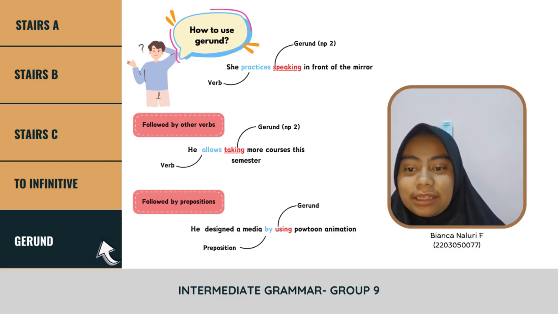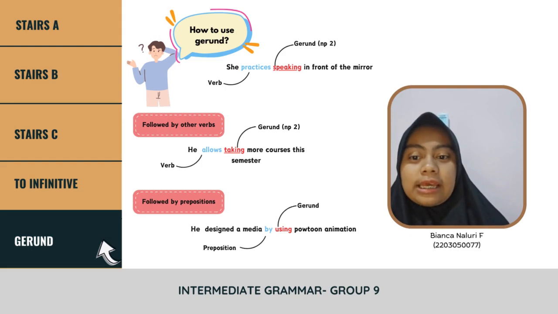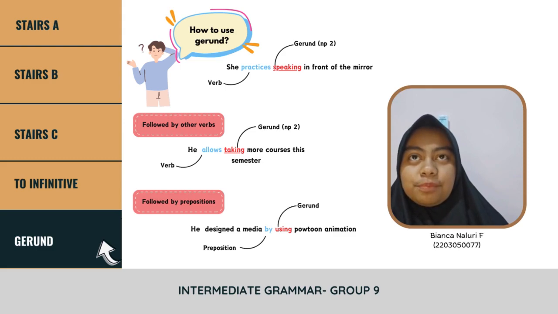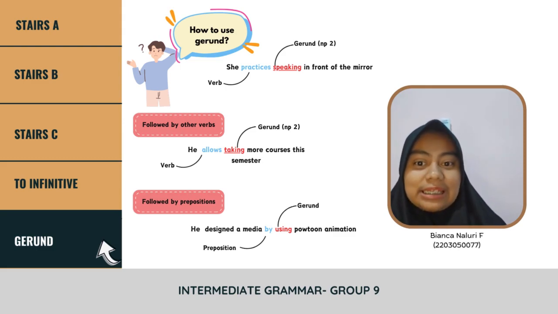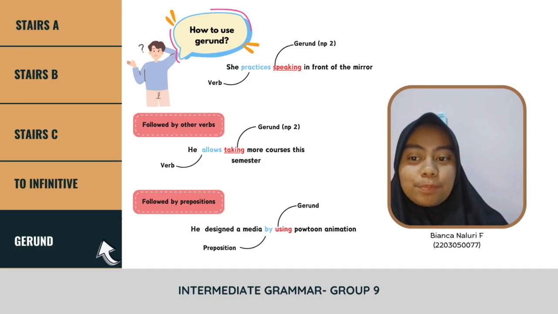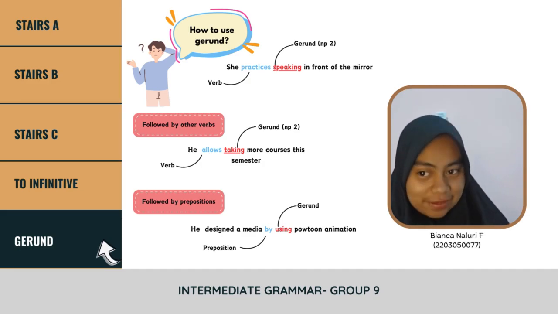He, the word he, is the subject or noun phrase one, and then designed. Design is a verb, and then a media should be the noun phrase two. He designed a media. By here is a preposition, so after by it should be a gerund. He designed a media by using potent animation, so the word using here is a gerund.